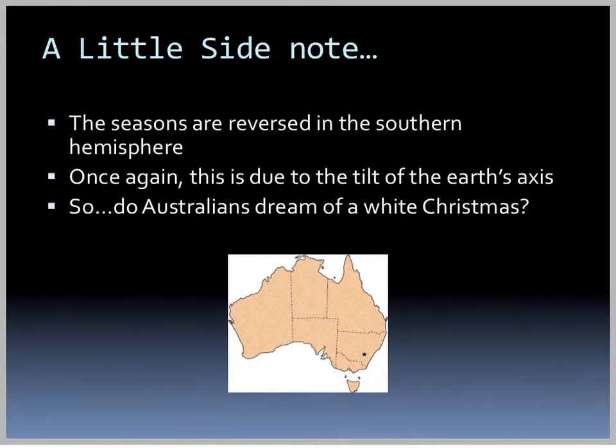So, a side note, the seasons are reversed then in the southern hemisphere. And once again, this is due to the tilt of the Earth's axis. So, do Australians dream of a white Christmas? Probably not. It's midsummer.